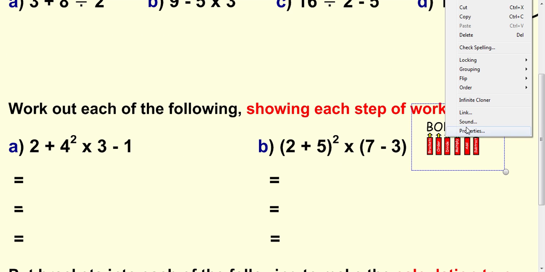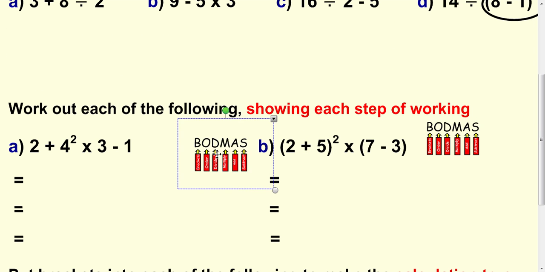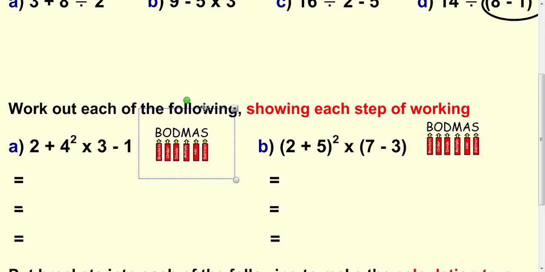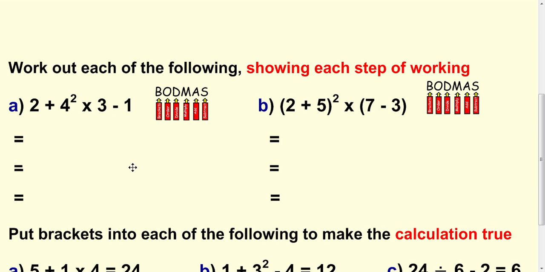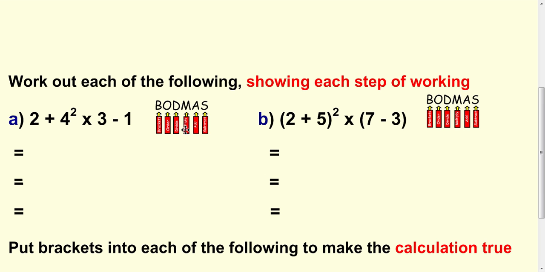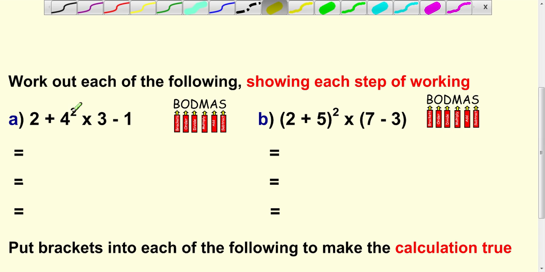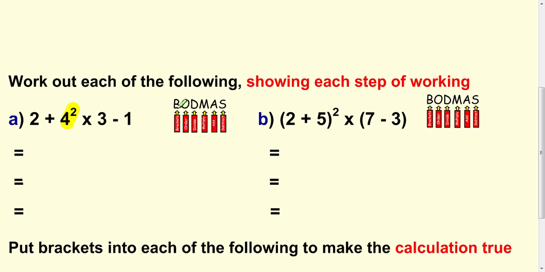Right, so let's look at some more complicated examples. We'll look at part A first here. So let's work out each of the following, showing each step of working. So when I'm doing BODMAS calculations like this, which is quite complex, there's a lot of different things, I do one calculation at a time. So the first thing I'm going to spot here is there's a power. There's no brackets, but there's a power, so I would do that next. Now I rewrite the 2 underneath.